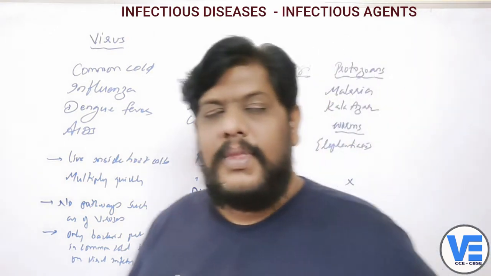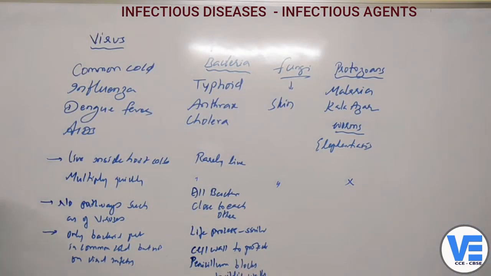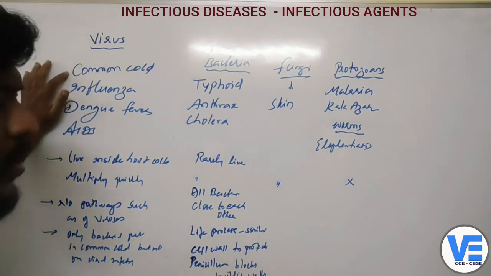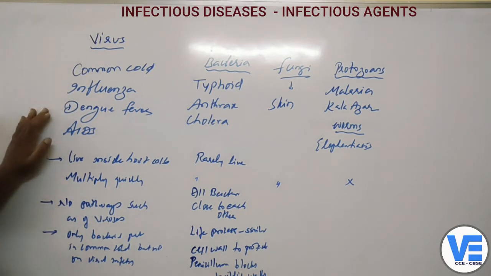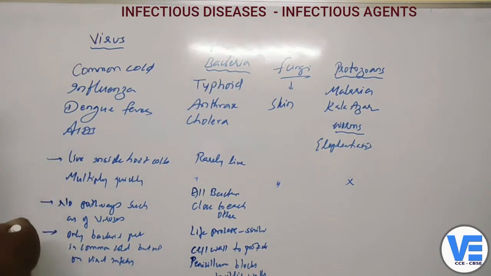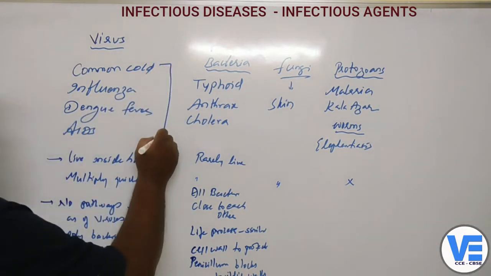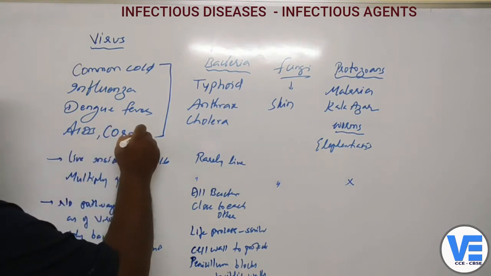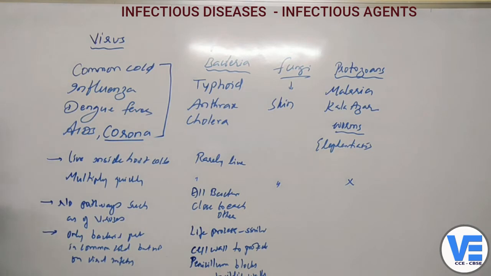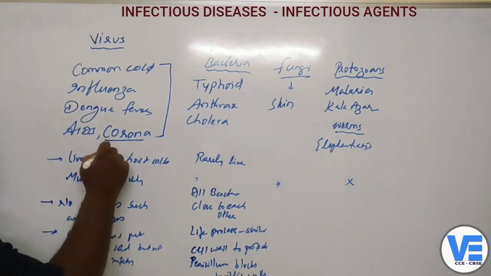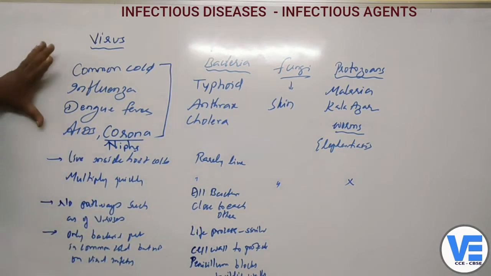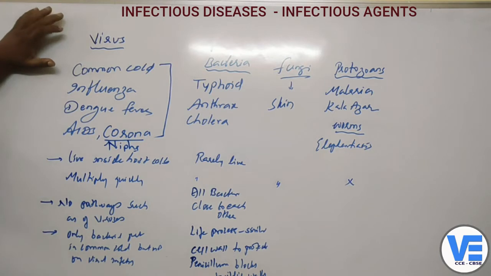Okay, now first of all we'll talk about the virus. Viruses are able to cause several diseases in human beings. For example, you can take the cold, influenza, dengue, and AIDS. These are the different kinds of diseases which are caused by viruses. You can also take the deadly dangerous disease called corona, and also the Nipah virus, right? So these are all the different viral diseases.